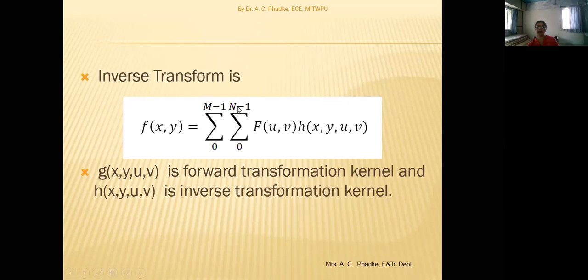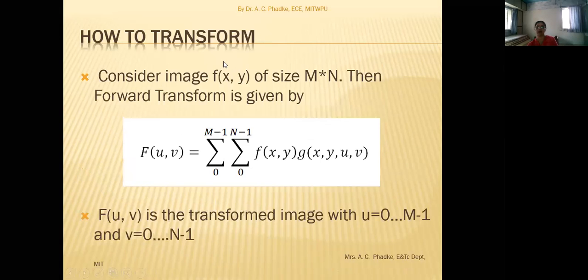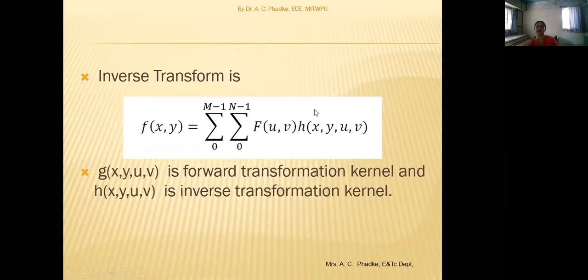Here M and N represent size of image. We have considered f(x,y), the original image of size M by N, number of rows and columns in the given image. F(u,v) also has the same size, M by N, and when we apply inverse transform on F(u,v), we get original image f(x,y) with size M by N.